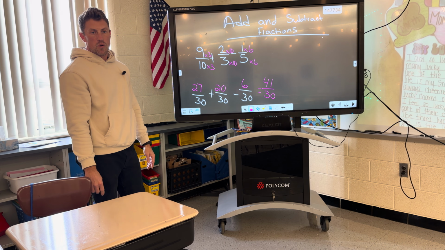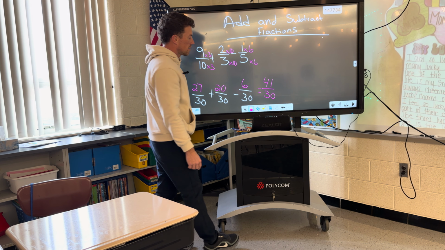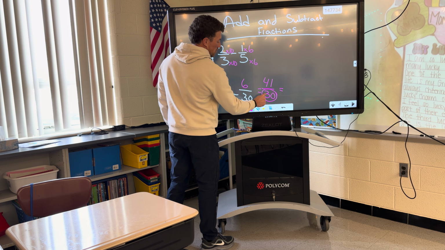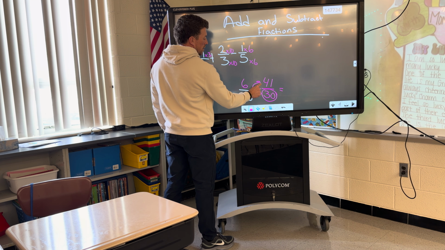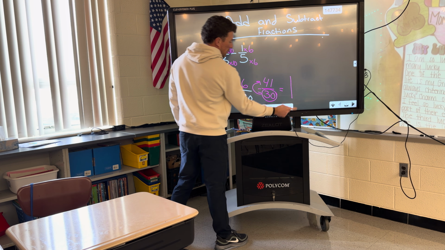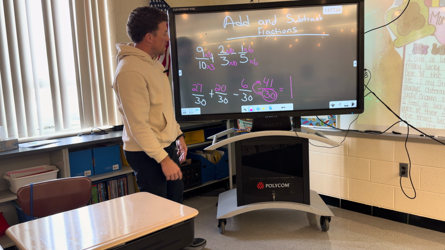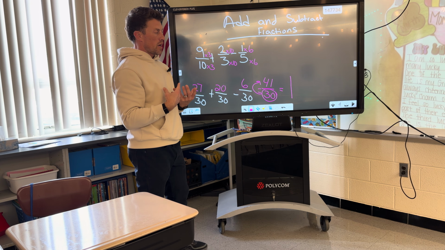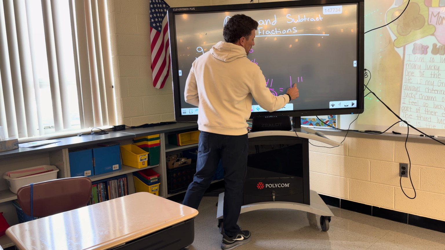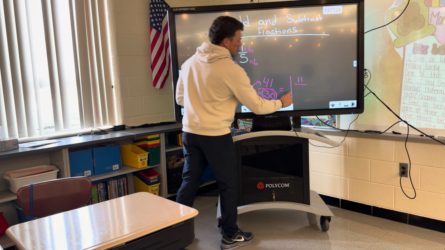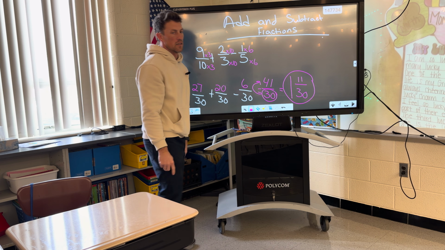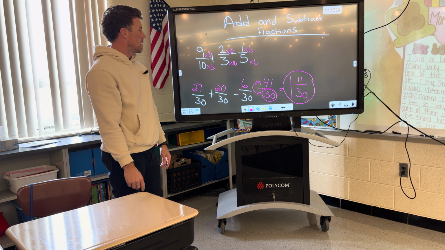We call these improper fractions, so I'm going to fix it. The way we fix it is I always want to know, how many times does my 30 go into 41? 30 goes into 41 one whole time. If I take 30 pieces away from the 41 that I had, I would have 11 left, and then my denominator stays the same. So 1 and 11/30 is my final answer.